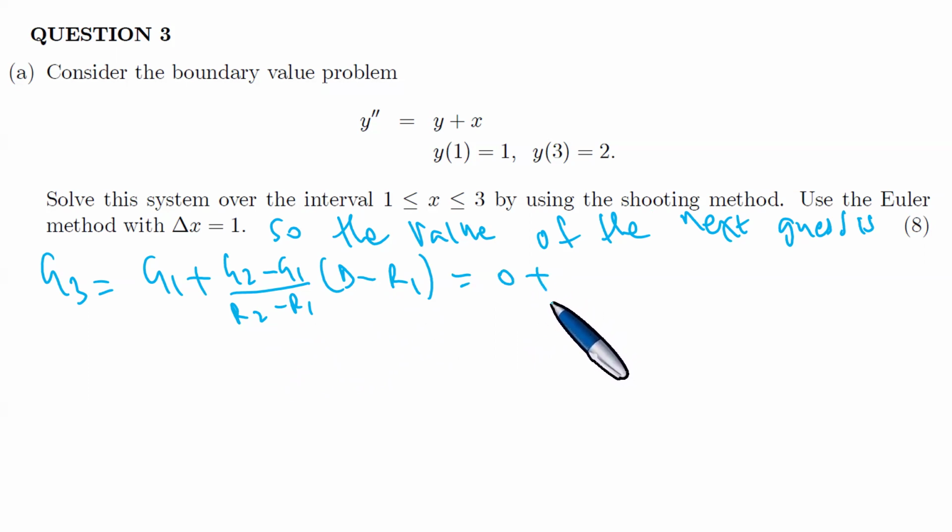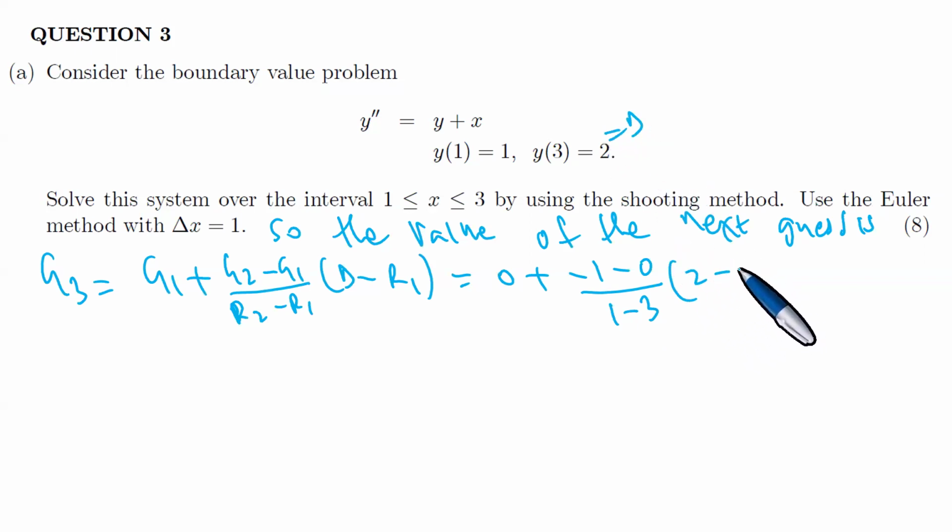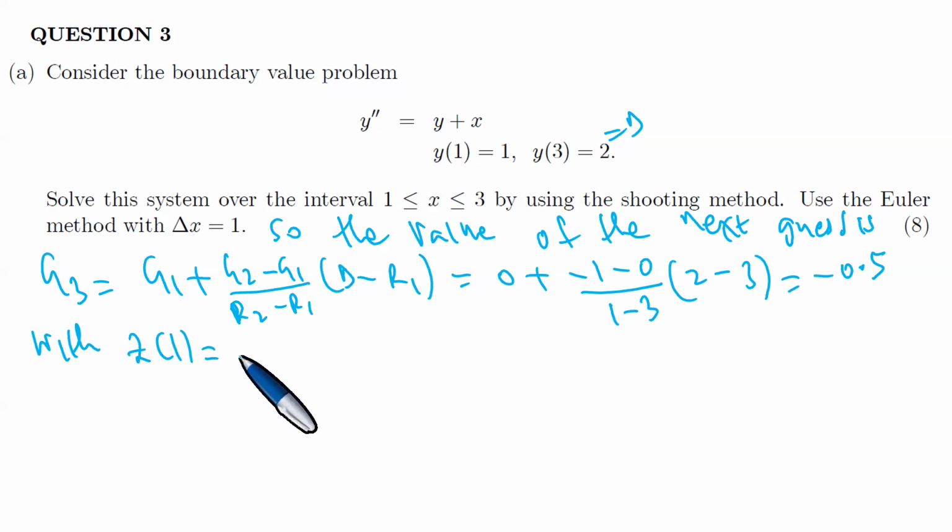So now, what is guess 2? Guess 2 became minus 1 and guess 1 was 0. R2 became 1 and R1 we got 3. So you can still remember that. And then the D is 2, but R1 became 3. If you simplify everything here, this is exactly a -2, and this becomes a half, so it's minus 0.5. So with Z1 equals case 3, and now our case 3 is minus 0.5.